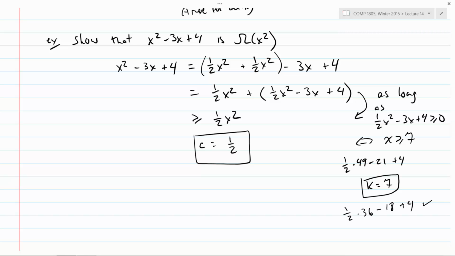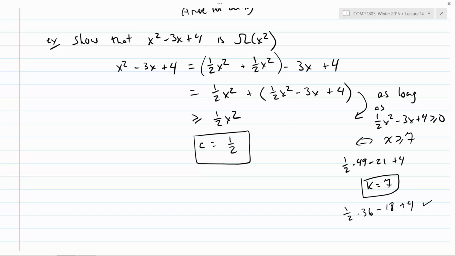Now I'm only allowed to do this because I know that this is a parabola, right? It's a quadratic. So I know that it will just be increasing after that point. If I didn't know that, then I wouldn't be allowed to do this. There are other ways to solve these. Sometimes you can factor them nicely and then look at what the zeros are and figure it out that way.